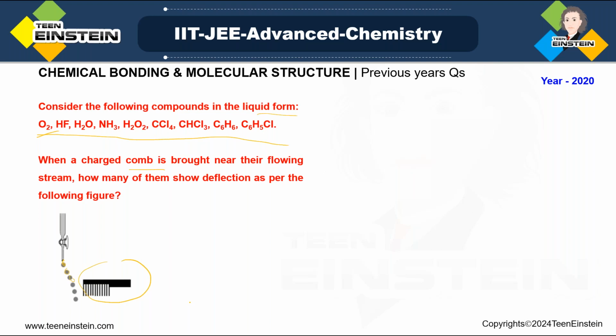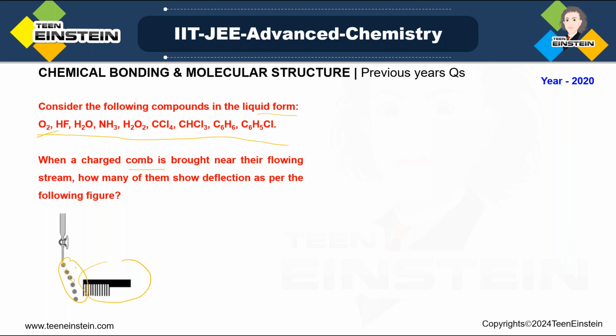I'm trying to say another species where some polarity is present. So if in this liquid there is some polarity, then only it will be attracted towards the charged comb or any other charged species, right? So the question is basically asking indirectly, out of these molecules, which molecules will have some polarity? That means which molecules will have dipole moment.